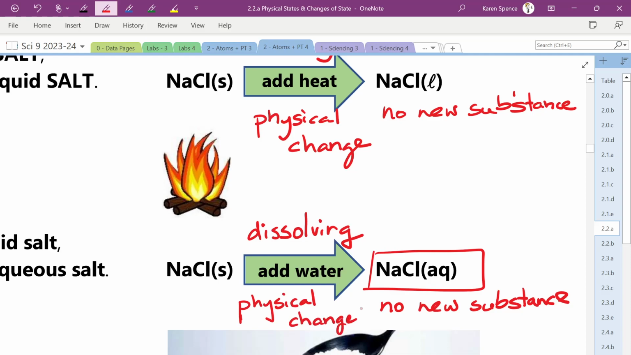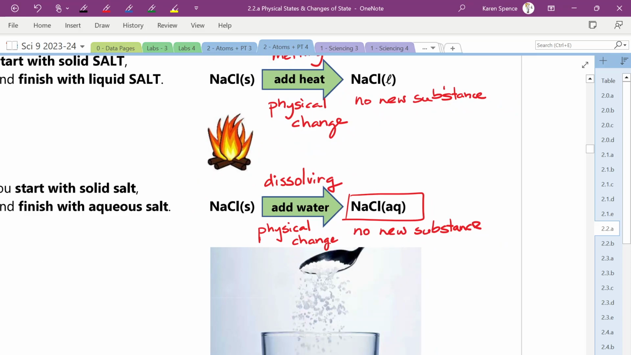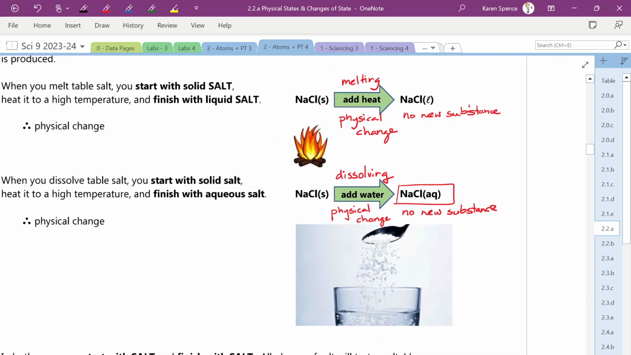I have no idea exactly why. We start with salt, we finish with salt, it all tastes salty. The only thing you don't want to taste is liquid sodium chloride. Why do you not want to taste liquid sodium chloride? Because it is very hot. It's 800 degrees. Let's agree that we don't want to taste something that is 800 degrees.